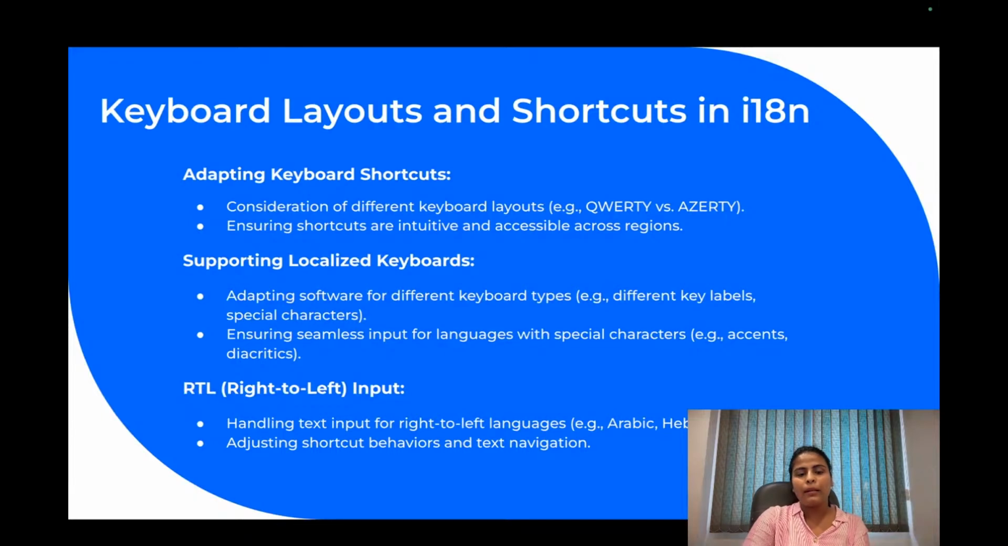For example, Control in English-speaking countries might be labeled as Strg on German keyboards. So a common shortcut like Control+Z for undo might be adapted to Strg+Z. Similarly, software needs to handle special characters and input them seamlessly, which is essential for languages with accents or unique symbols.